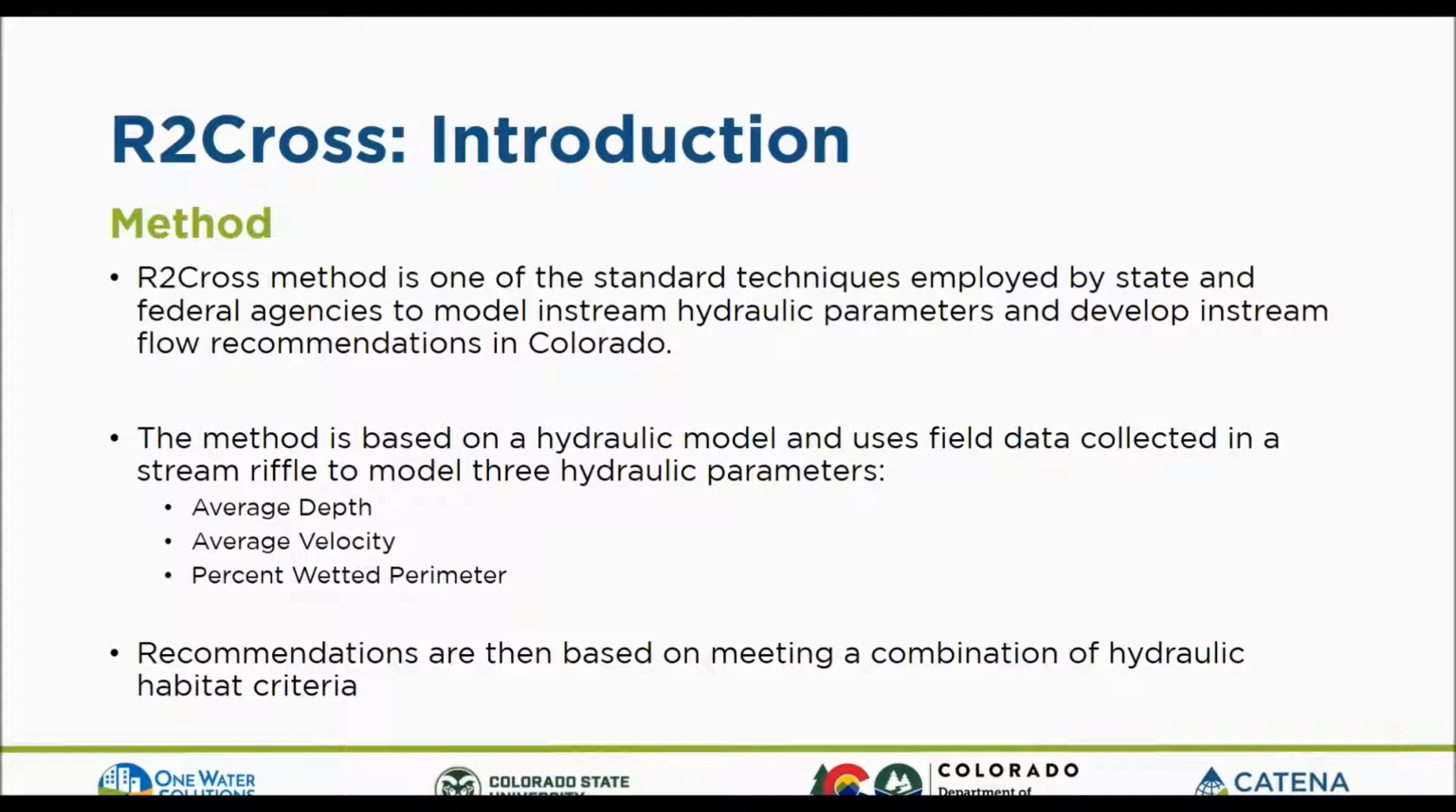The field data is then used to model three hydraulic parameters: average depth, average velocity, and percent wetted perimeter. Recommendations are then based on meeting a combination of these hydraulic habitat criteria.